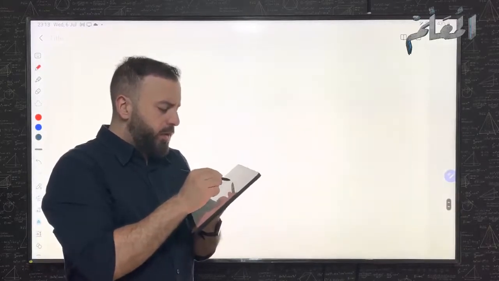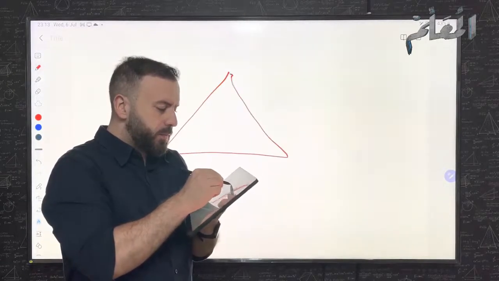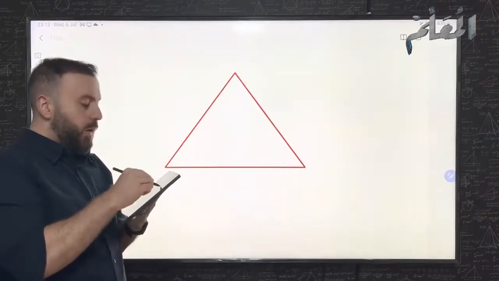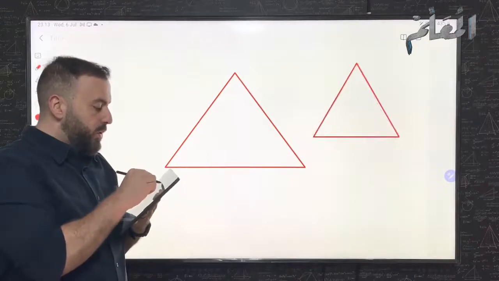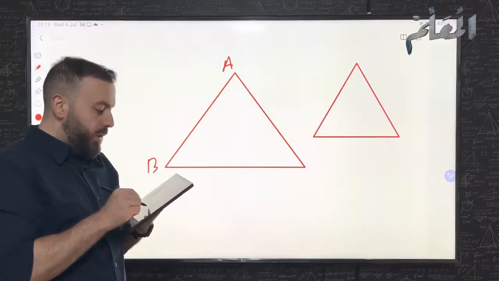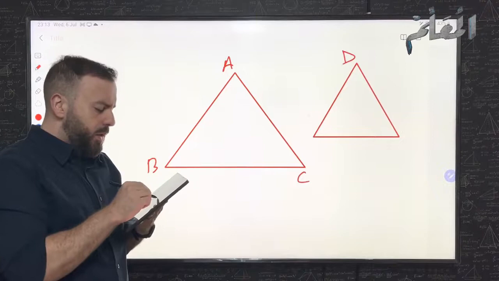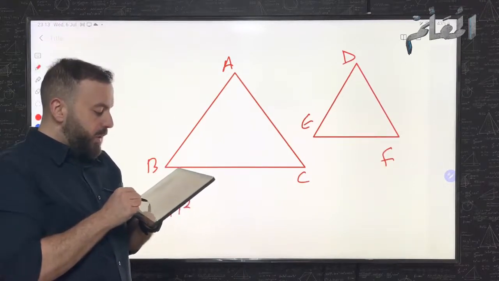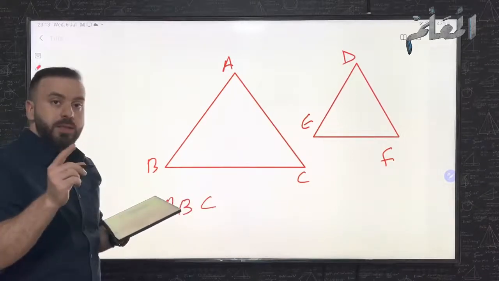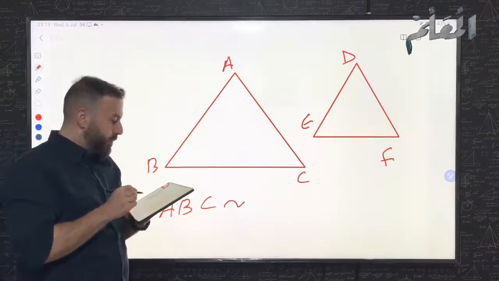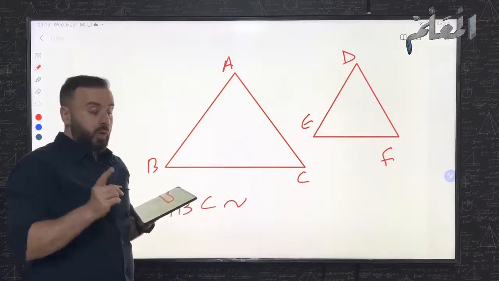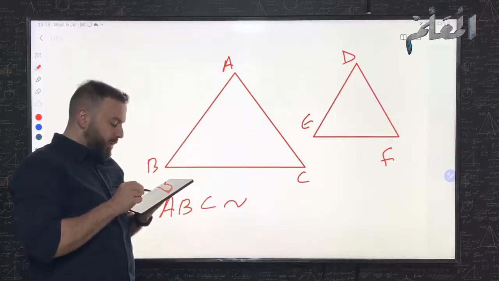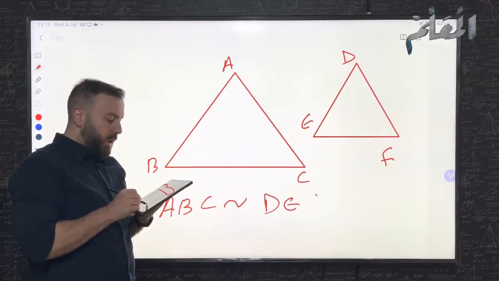Okay, so similar triangles, if I have two triangles, triangle 1, triangle 2, this is A, B, C, D, E, F. If I say triangle ABC, the similarity sign is written this way, not like congruence. We'll see that in chapter 10. Okay, it's similar to DEF.